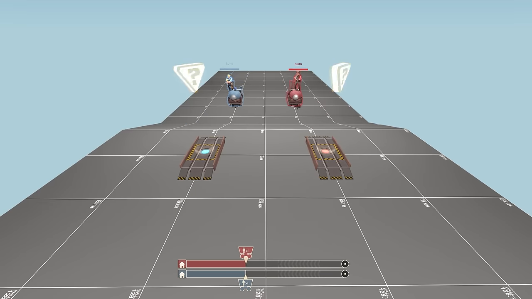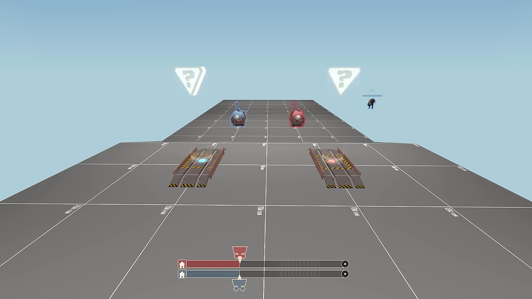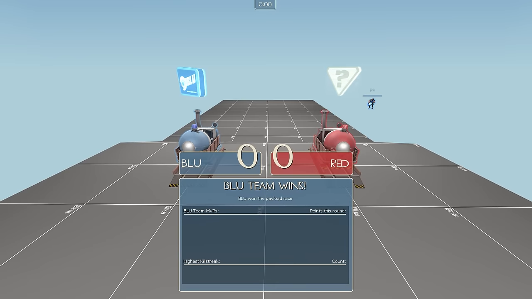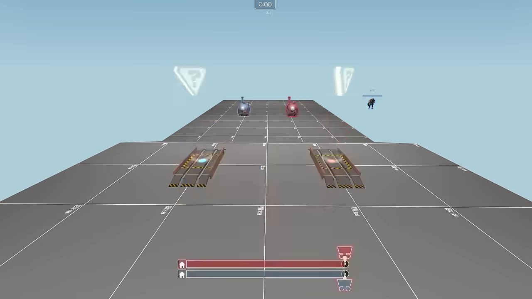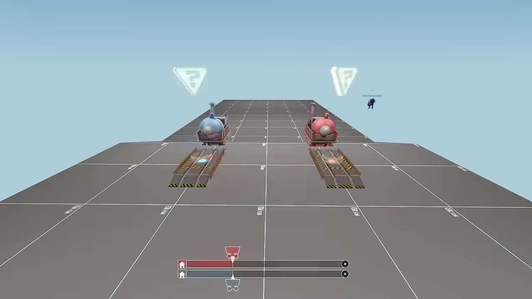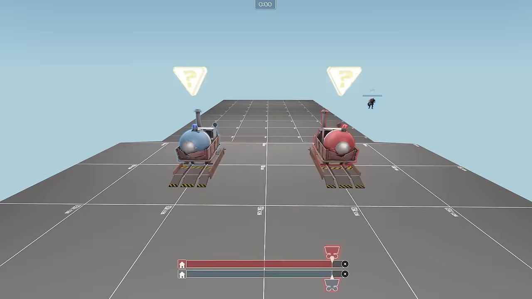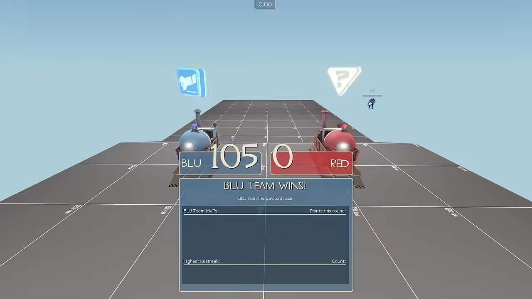But we can go even further. We can set the payload carts to move on their own. Without any human intervention, the game picks blue only. That's it. So in summary, red always wins on CTF, but blue basically always wins payload race.